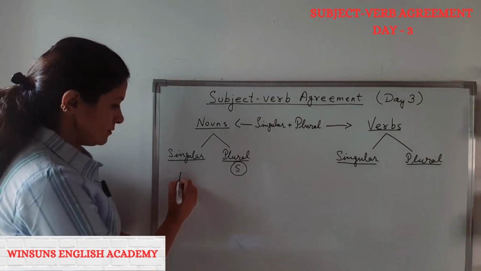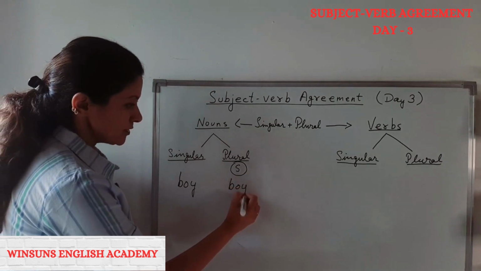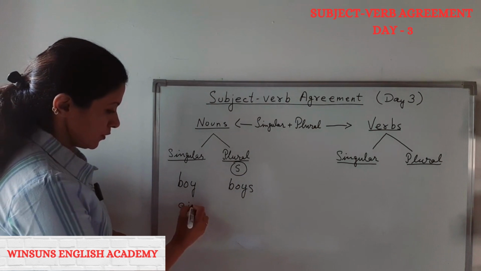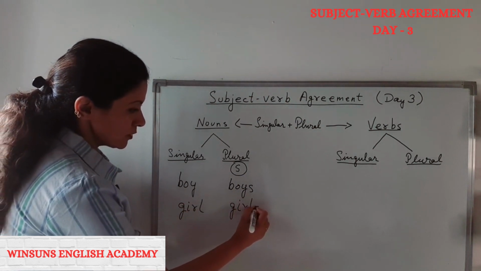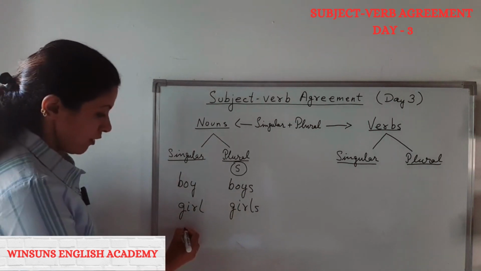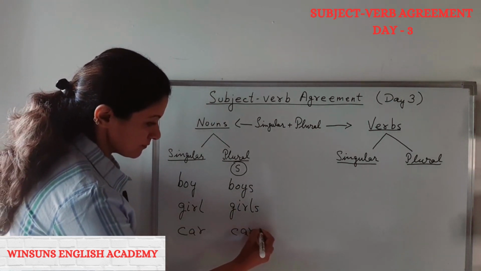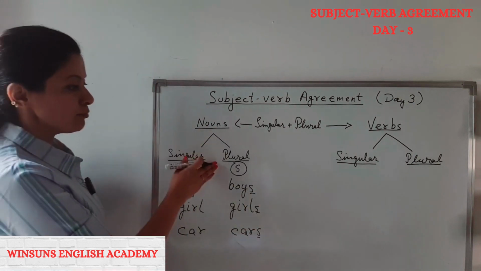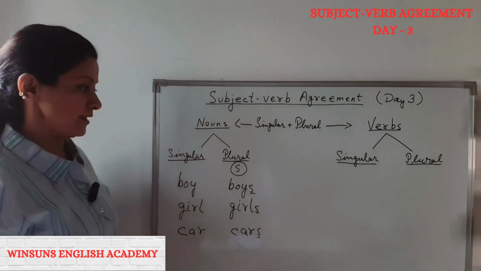For example, boy, boys, girl, girls, car, cars. So when it comes to nouns, the plurals take S. Well, not all of them, but some of them definitely.